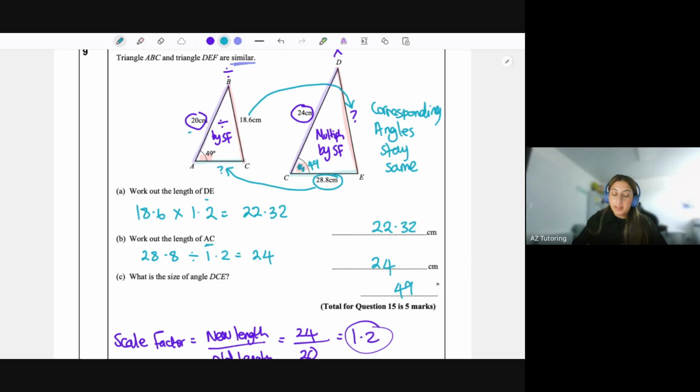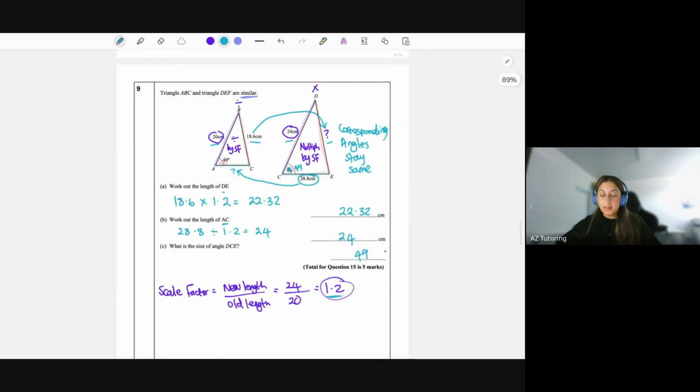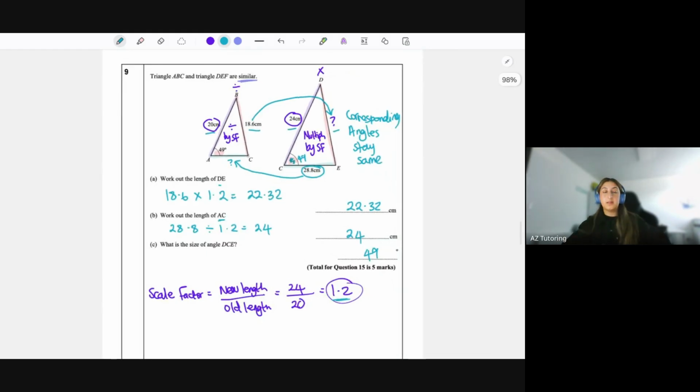So it can't be the case that this side is multiplied by 1.2, and that side is multiplied by another number. All the sides have to be multiplied by the same scale factor, which is 1.2, which does make sense. So that is similar shapes using scale factors.